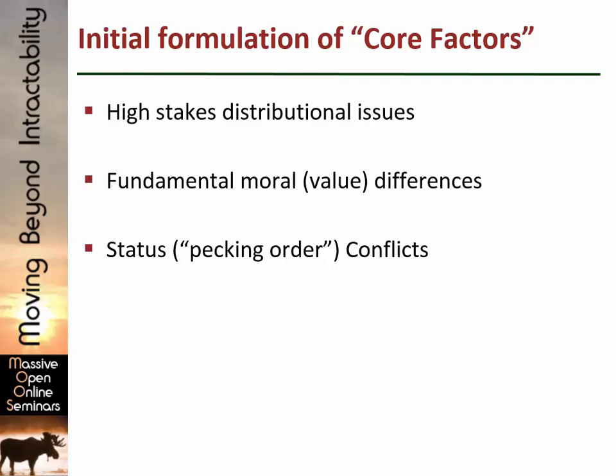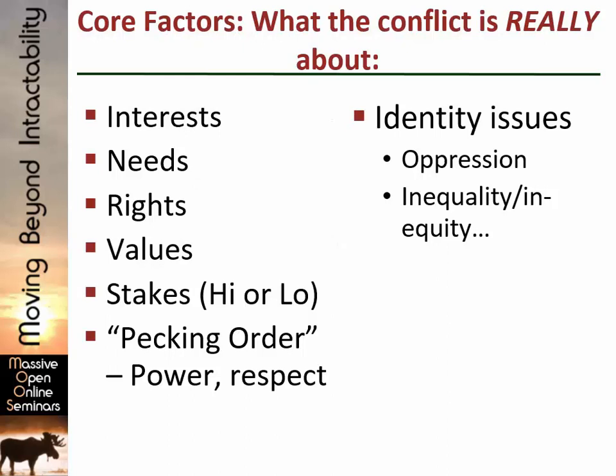At the time Peter Coleman's book came out, I went down through his 57 essences and found that I could put most of them into these 3 bins. And I found these 3 bins to be much more intuitively understandable and easier to remember than 57 essences. But there were some things that didn't fit. So we ended up expanding our list, and this is our current list of core factors, which again is what the conflict is really about.